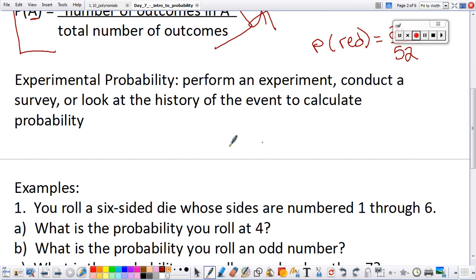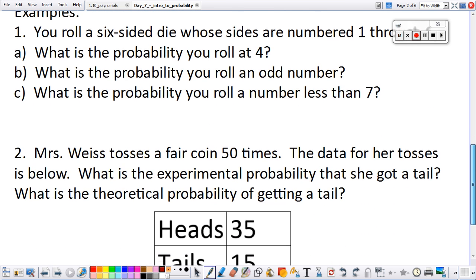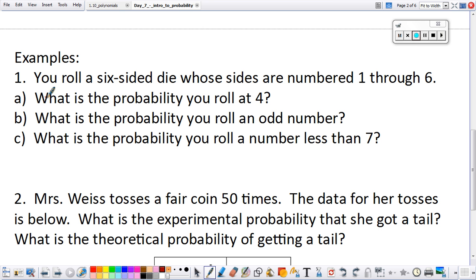So now for experimental probability, you take the data from an actual experiment or survey or the history of an event that's occurred and use that to calculate the probability. So here we're going to do a few more examples. You roll a 6-sided die whose numbers are 1 through 6, so a normal dice. What is the probability you roll a 4? So we have to think, how many ways can we get a 4 is 1 out of the 6 total sides.